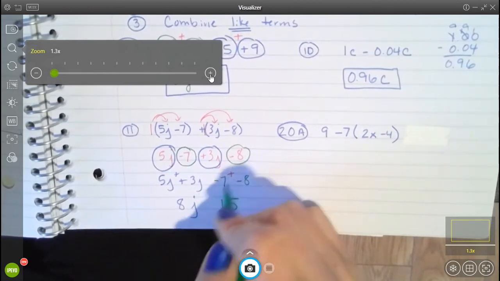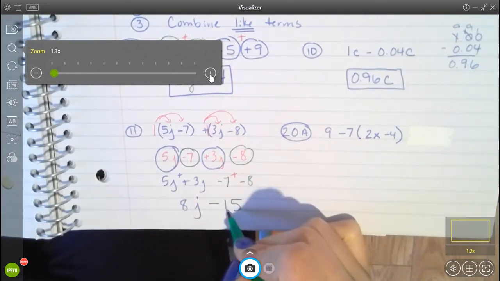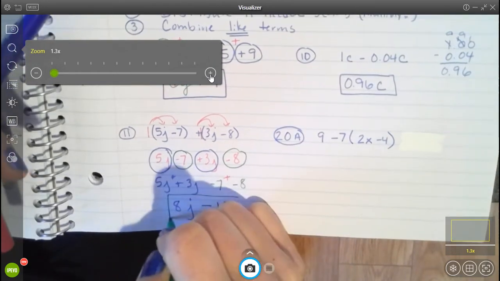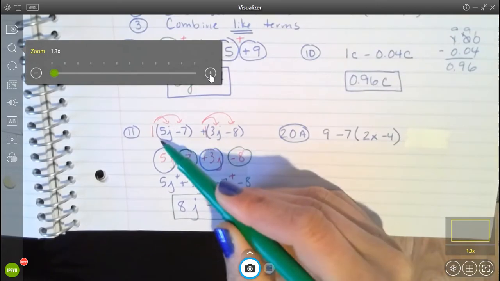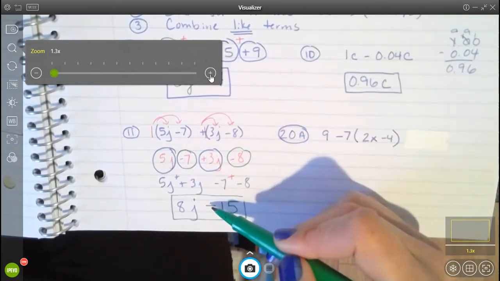And that 15 is a negative. So instead of putting plus, I put minus. When your answer is a negative, you put a minus sign instead of a plus. And I stop there. So my steps were, I wrote down the problem, I distributed it to get rid of the parentheses, and then I combined like terms.